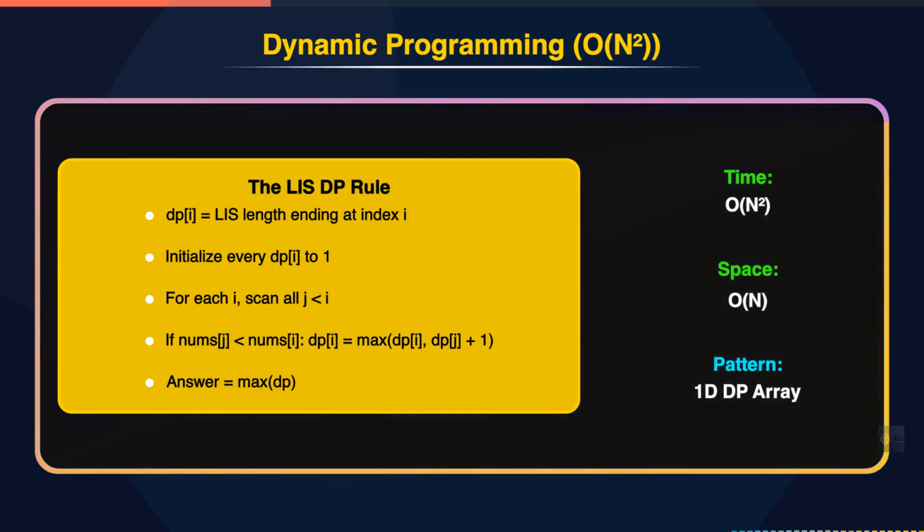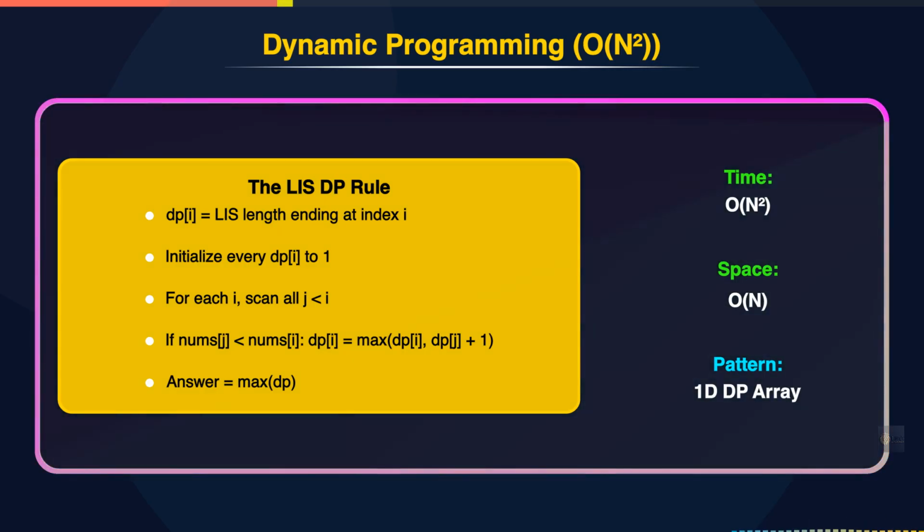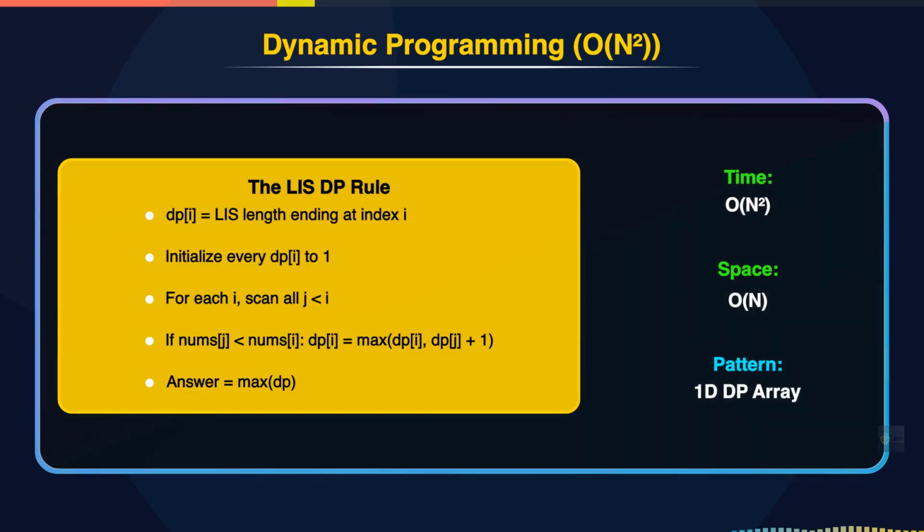If nums at j is strictly less than nums at i, we can extend the chain that ends at j. We update DP at i with the maximum of its current value and DP at j plus 1. The final answer is the maximum value in the entire DP array.